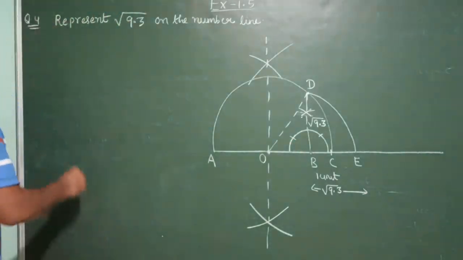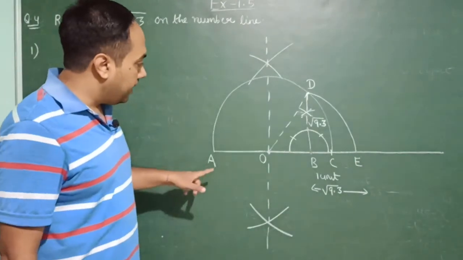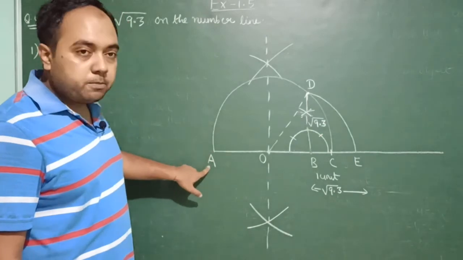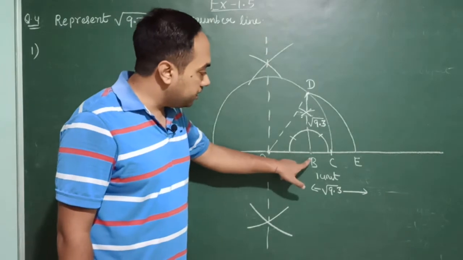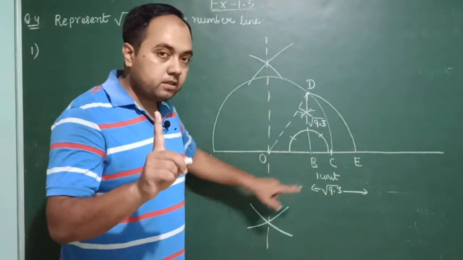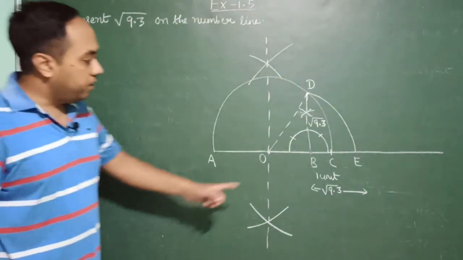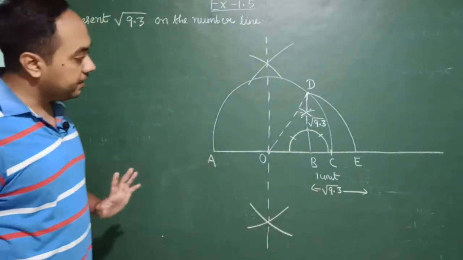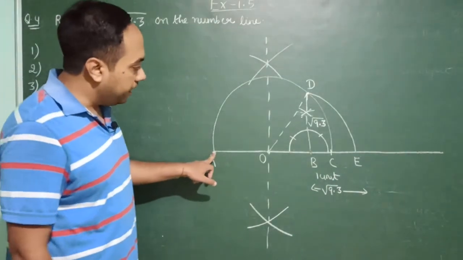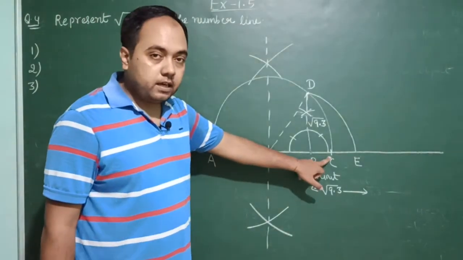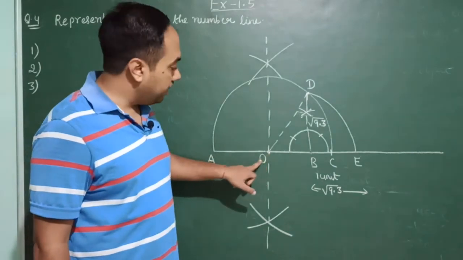Now the next thing is writing steps of construction. So what will be the first step? The first step will be that from this fixed point A, mark 9.3 units to get another point B. Then the second step will be draw BC equal 1 unit. Then step 3 will be find midpoint of AC, and suppose that point is represented by letter O.